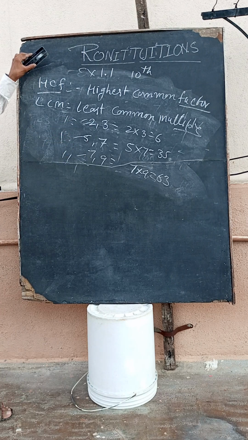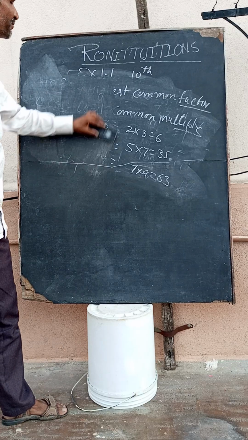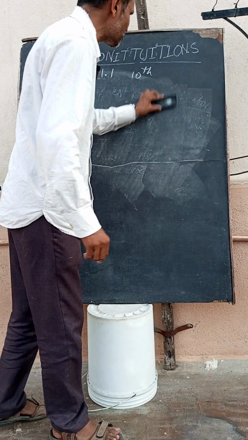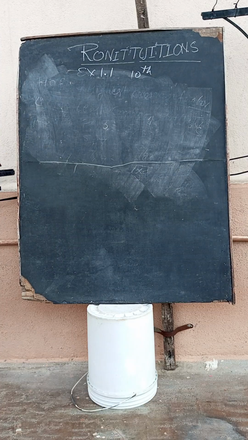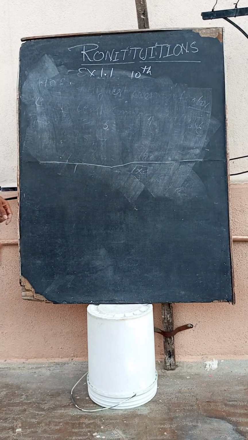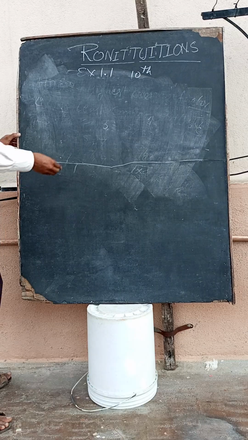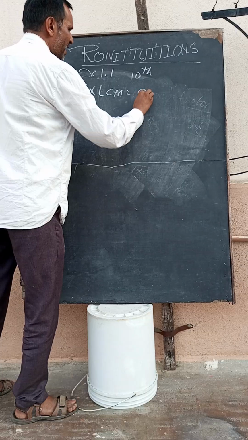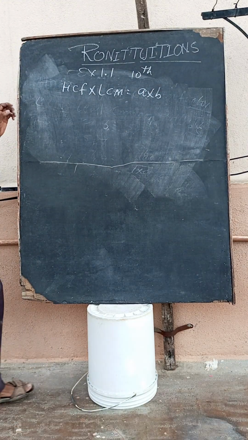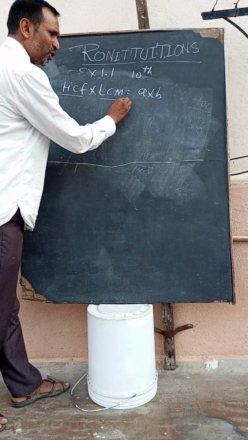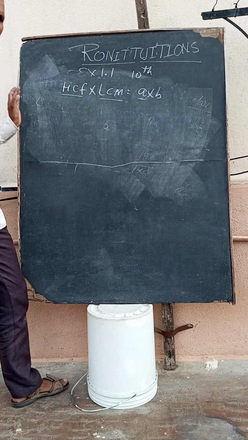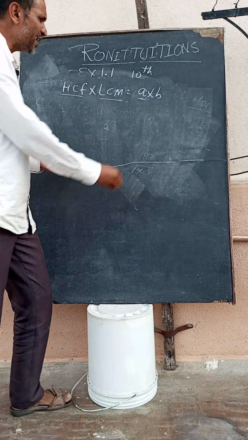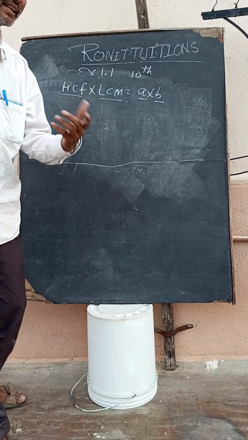Now according to the question given, find the HCF and LCM of these numbers and hence verify the relationship between HCF, LCM and the two numbers, only two numbers. So first, what is the relationship? HCF into LCM is equal to A into B. A means any one number, the first number. B means any second number.